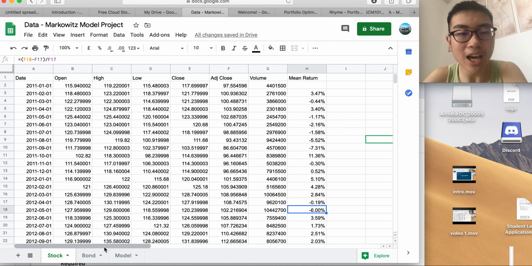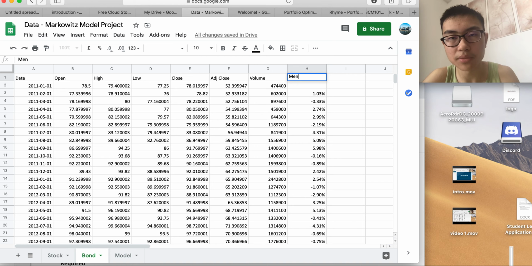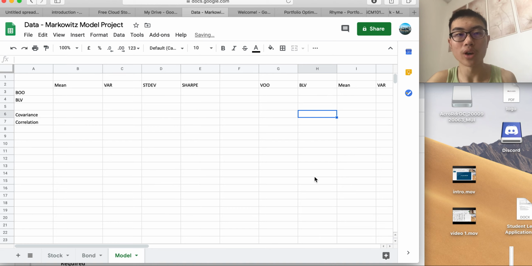Okay, so now we have completed our mean return, and now guys, let's go to the third sheet, and in the next video we'll be doing our calculations on our third sheet to gradually help us build a model.